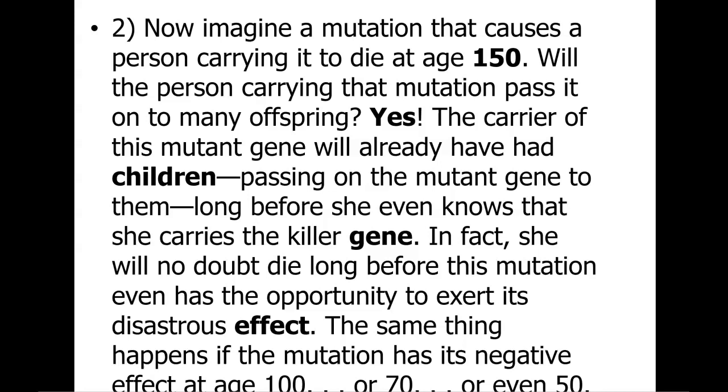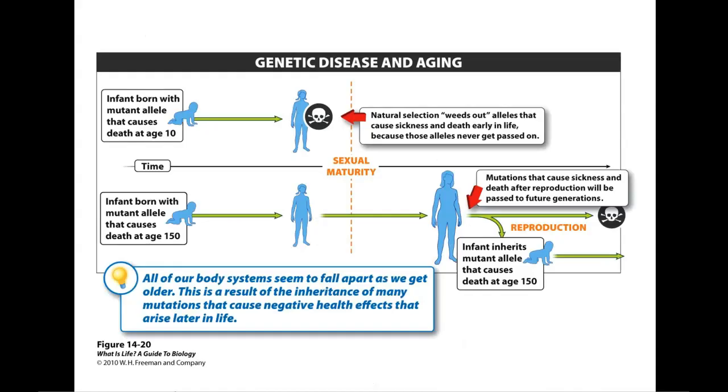So basically what we're saying is mutant genes are going to be responsible for aging. They have negative health effects that arise later in life. That's the reason they're going to cause a lot of death out there. And so they're also going to be why your bodily systems start to fall apart as you get older.